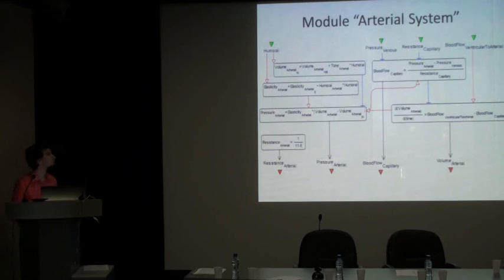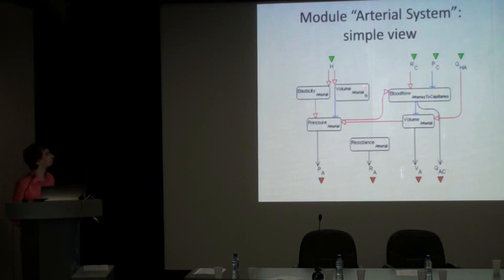Here is an example of a module called arterial system. Here we can see input parameters. They go to some differential equations, and they produce output parameters. Red arrows mean that the parameter calculated in this equation plays a positive role in calculating this parameter, and blue arrows mean a negative role. Here is another view mode in BioUML. Here equations are hidden, and we just see relations between parameters. Those are physical parameters of the human arterial system.